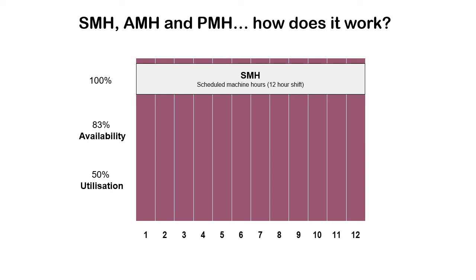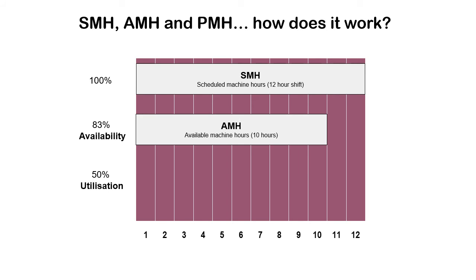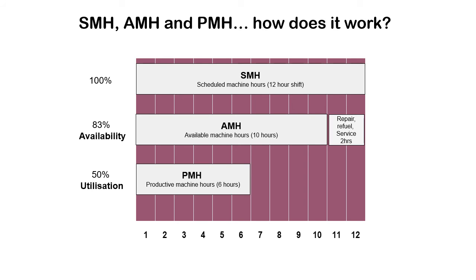Visually, looking at our allocation of time for our scheduled machine hours, we schedule 12 hours for the shift. That means our schedule is 100% of the time. Our available machine hours is obviously 10 hours, with 2 hours of service and repair time that happens within that 12 hours, dropping our availability to 83%.